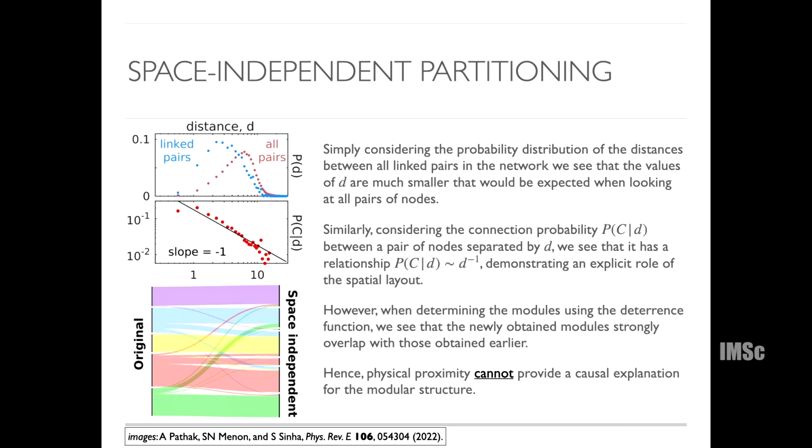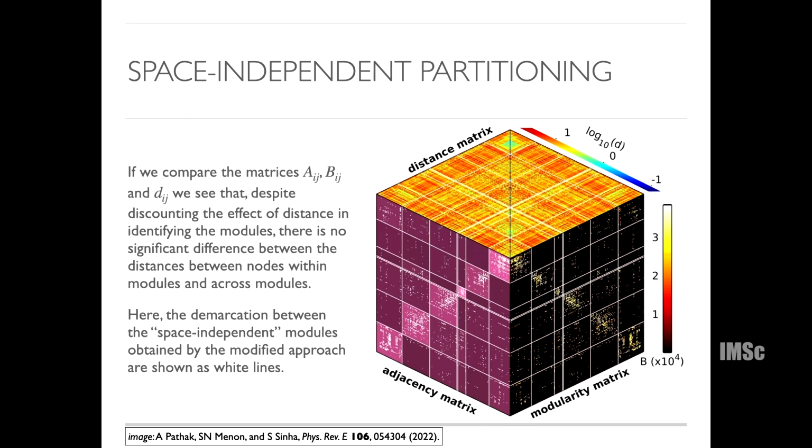So that's very good. That tells us that this physical proximity cannot simply provide a causal explanation for the modular structure. The modular structure is coming about because of something else. It's not just because, okay, you guys are all close together, so you form a module, right? That's what we wanted to ensure is not happening. There's something else which is causing the modules to be formed, right? And as we were alluding to, maybe that has to do with sensory modalities and so on.